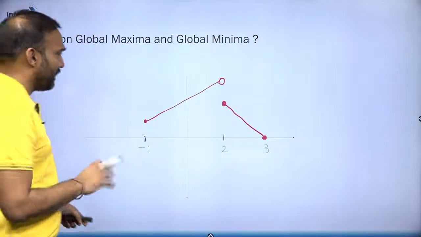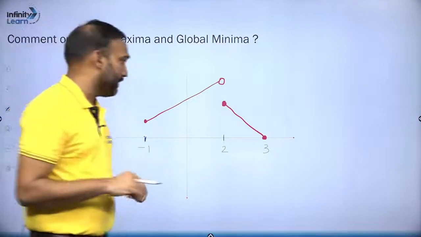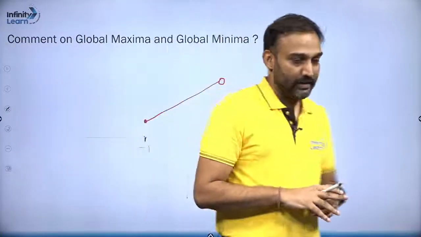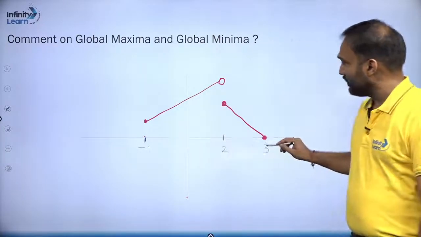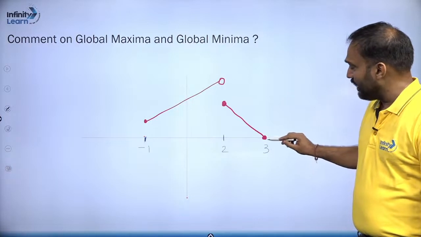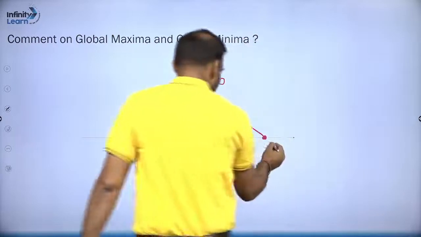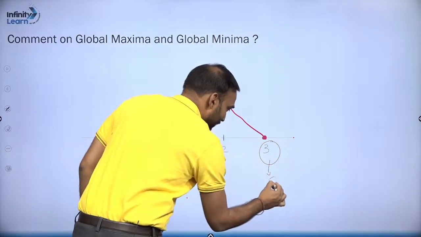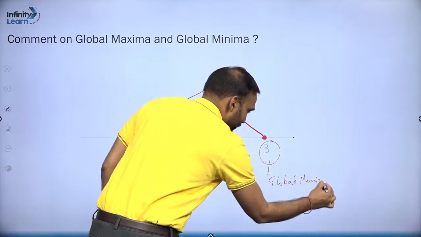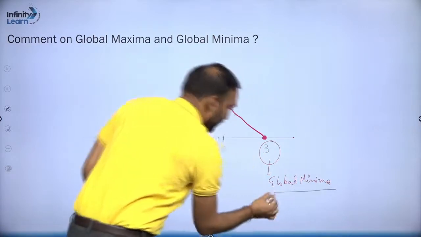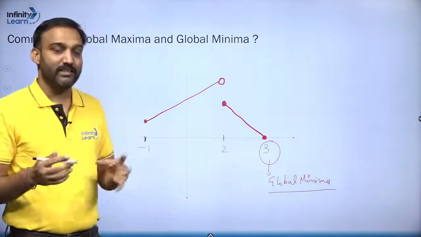So, I have already drawn a graph for you, and in this graph I have to comment on the global maxima and the global minima. Now, if you observe, in the entire domain, this graph is defined from -1 to 3, and if I look at this graph from -1 to 3, I can see that the minimum value that I will get is at x is equal to 3, which is 0. So, I can say this is nothing but global minima. So, global minima is occurring at x is equal to 3 and the value of the global minima is 0.